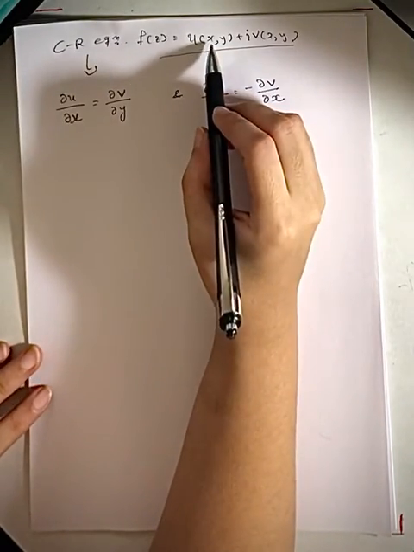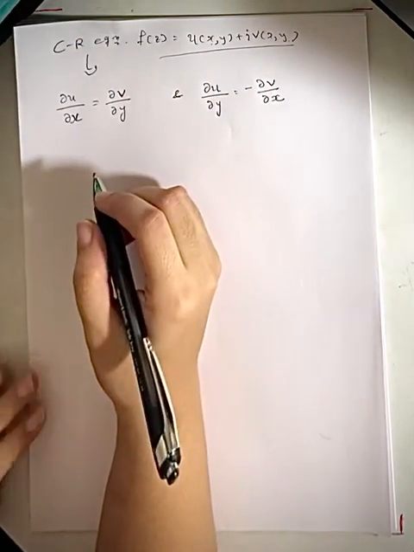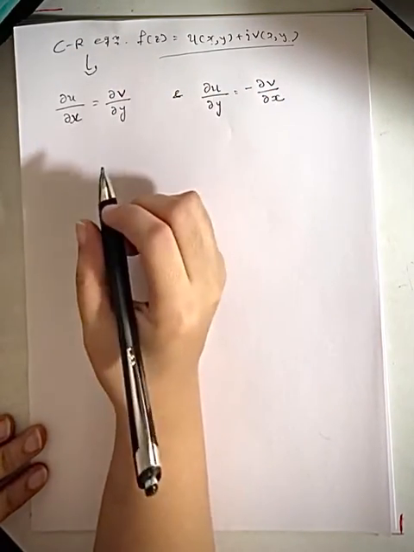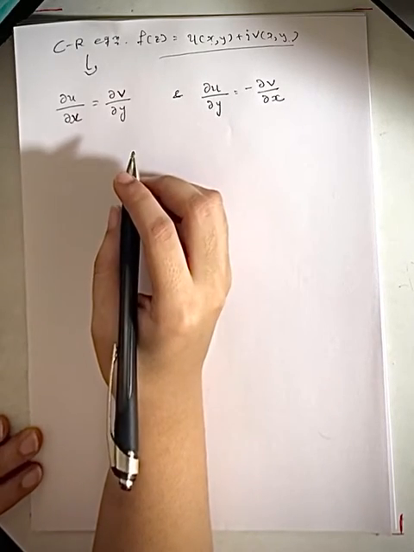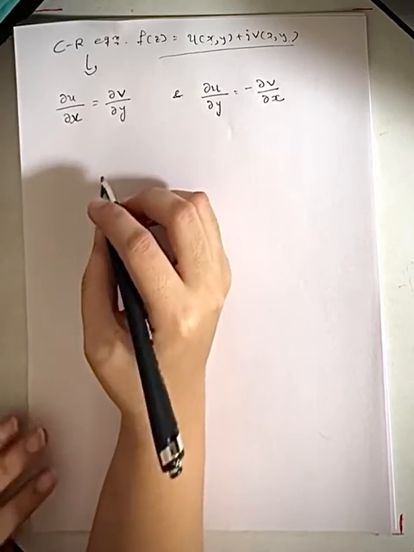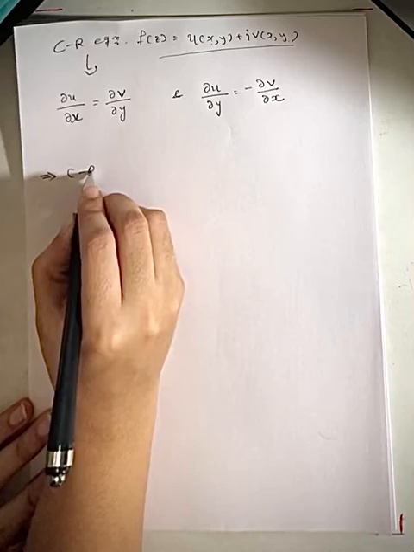But here we have taken Cartesian coordinates. There is one more relation available for polar coordinates. So there are CR relations in polar form also. So let us write that down. That is also useful sometimes.